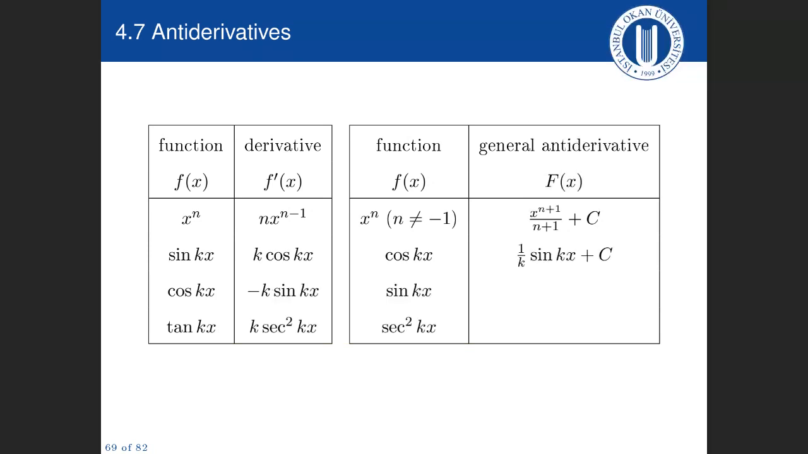Next, let's look at cos. If we differentiate sine, we get cos. So going the opposite way, an antiderivative of cos must be sine. When we differentiate, we multiply by k. The opposite of that is dividing by k, or multiplying by 1 over k. So the general antiderivative of cos kx is 1 over k sine kx plus c.